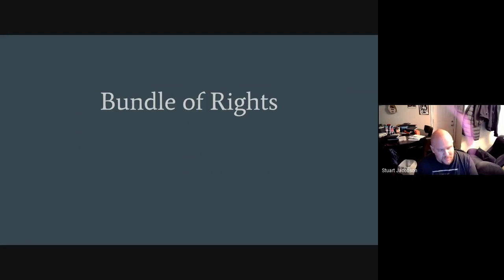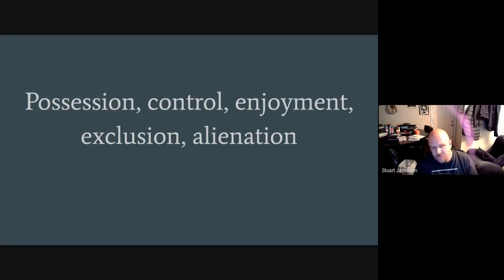Bundle of rights. When you own real estate, it is said that you have a bundle of rights to the real estate. And those bundle of rights include possession, control, enjoyment, exclusion, alienation. I've seen different people use different acronyms for this to try to help them remember. I just can't come up with a good one. Possession, control, enjoyment, exclusion, alienation. Okay, that's what I always refer to as the bundle of rights.